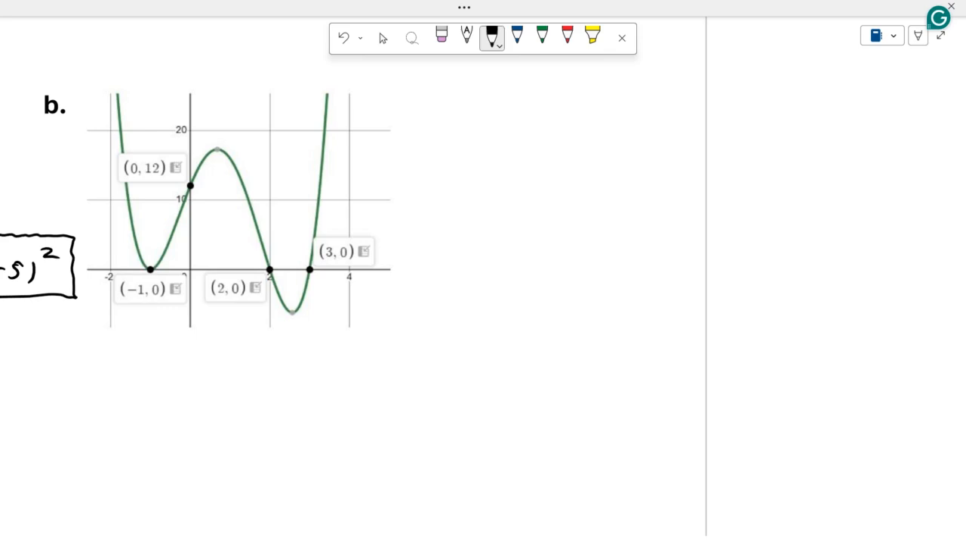A cubic, what's called the end behavior, with a cubic, they go in different directions. So with a cubic, either it starts by going down and then goes up, or it starts by going up and then it goes down, right? That's kind of what a cubic looks like generally. So this is not a cubic function.